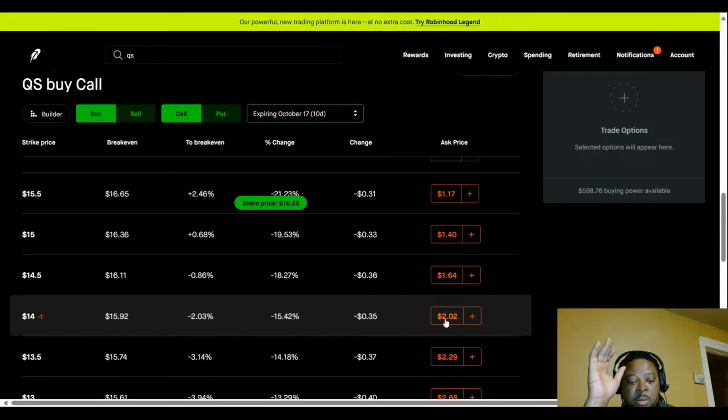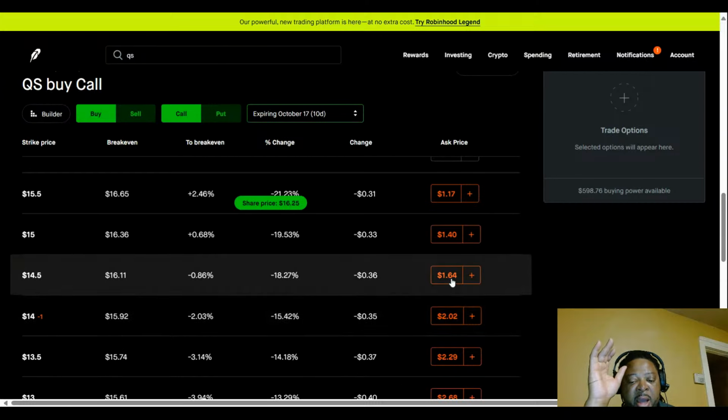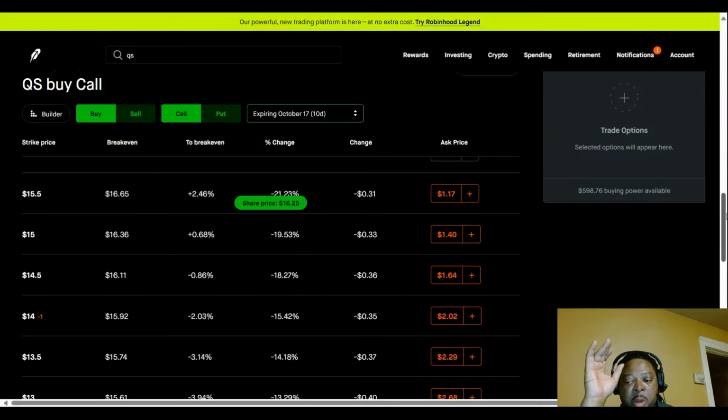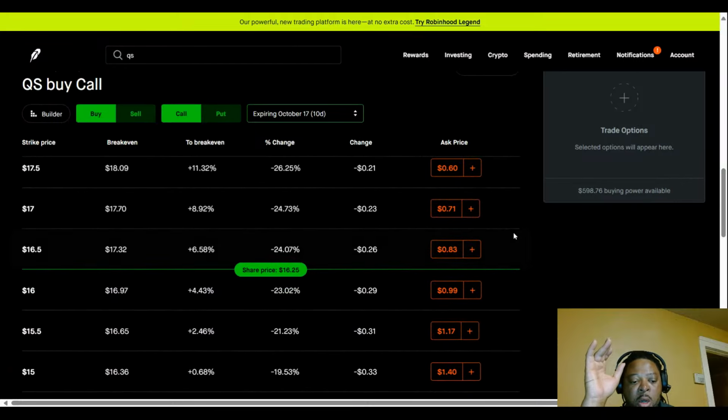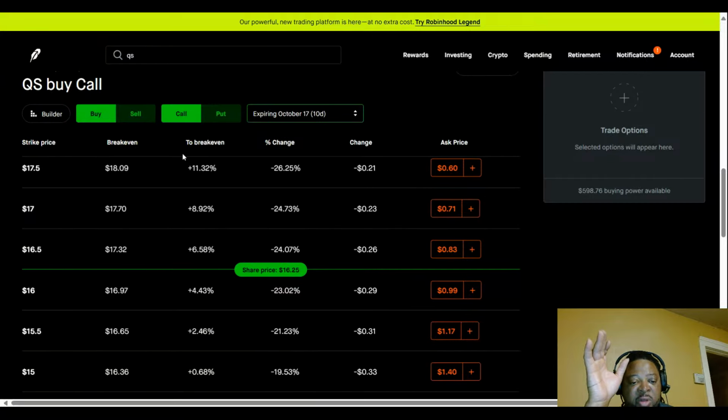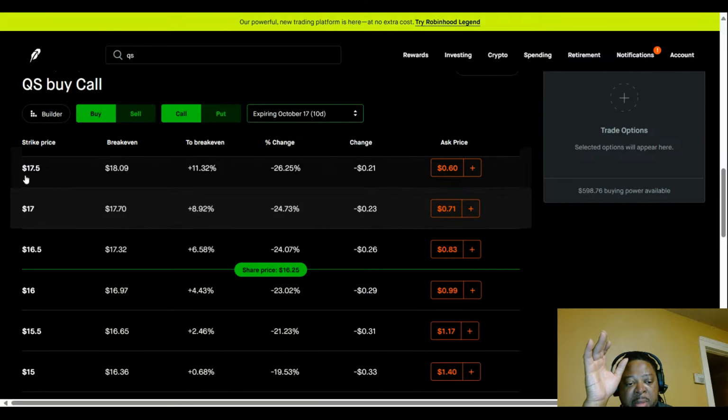To buy this now, if somebody wanted to buy this now, the contract is $2.02 a share. And remember, below this line is in the money. That means in the money has intrinsic value. That means if you buy this option right now for $16 at a strike price, these are strike prices up here. This is break even, and don't get too complicated.